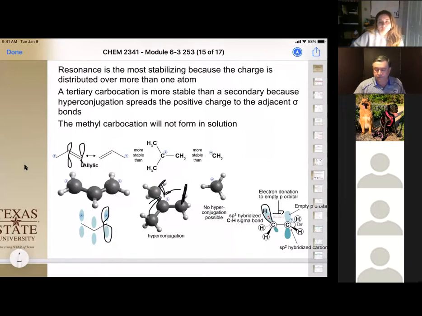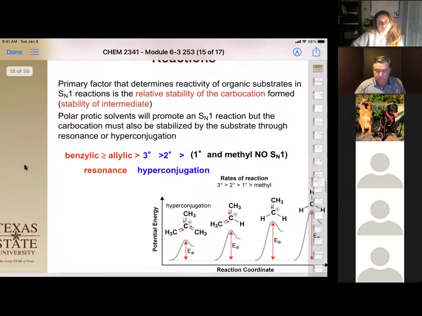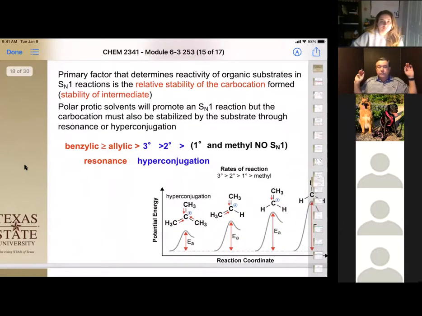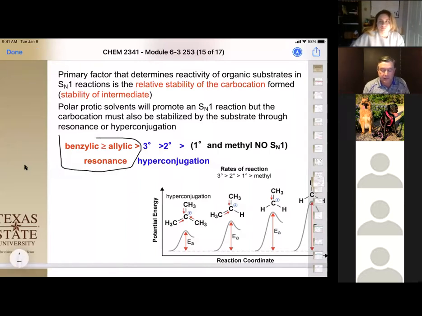Actually, great question. Because of that resonance stability and the fact that it has the ability to spread more charge out over it, the benzylic and allylic carbocations are actually more reactive than the tertiary carbocation. So the resonance is giving us high reactivity for the benzylic and the allylic system, with our tertiary and secondary being the next most reactive.